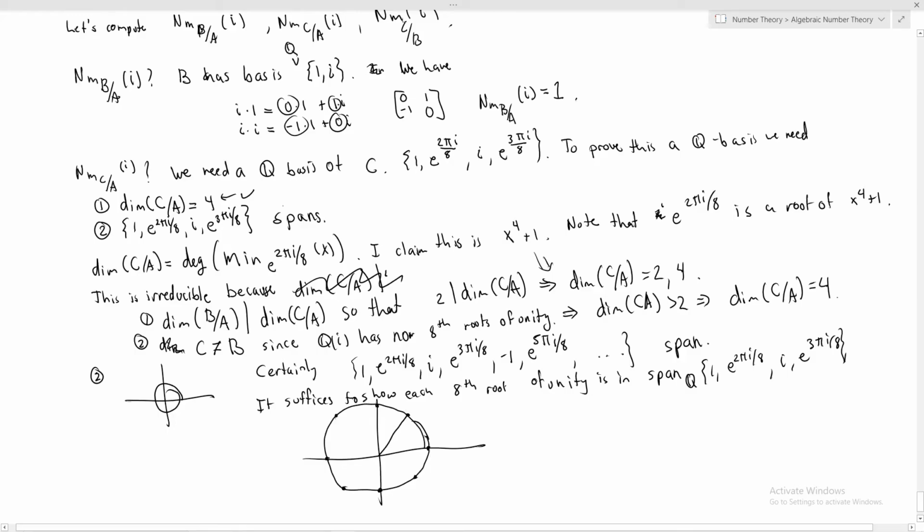However, the ones I've picked out for this basis look like this point, this point, this point, and that point. And notice that the opposite points, the other eighth roots of unity, are all opposite to one of my red points. And to get the opposite point, I just have to take a negative.